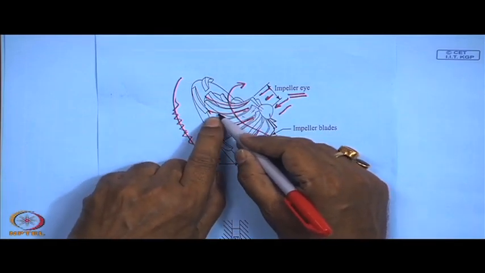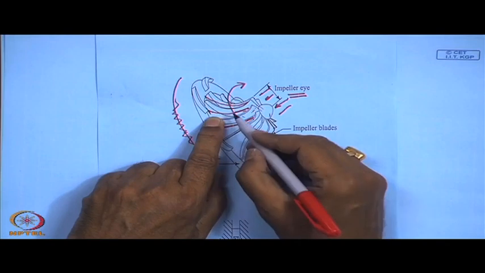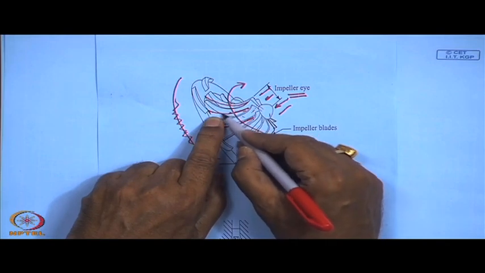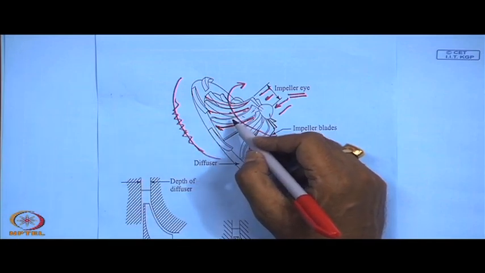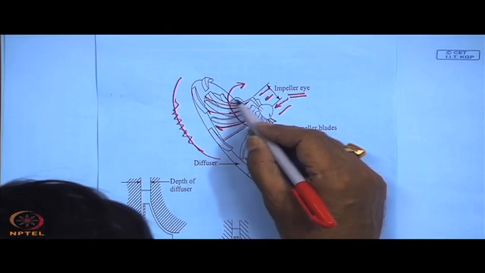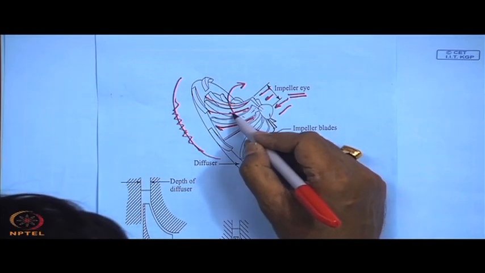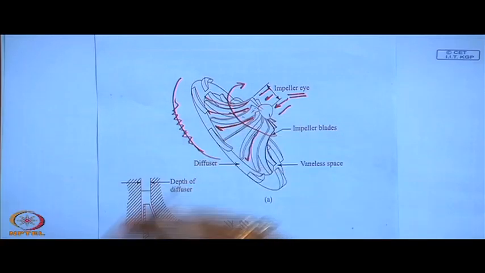As the fluid goes out in the radial location, its pressure increases along the radial direction. So, this can be explained this way, that because of this rotation, a tangential velocity is imparted on the fluid, and therefore, the fluid obtains a centripetal acceleration, which is manifested in terms of a rise in pressure radially outward.